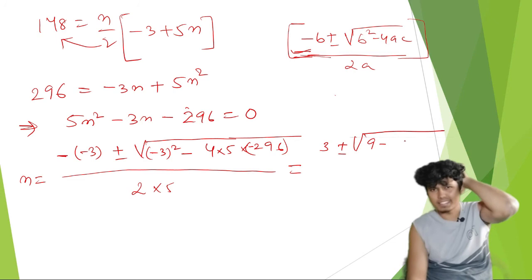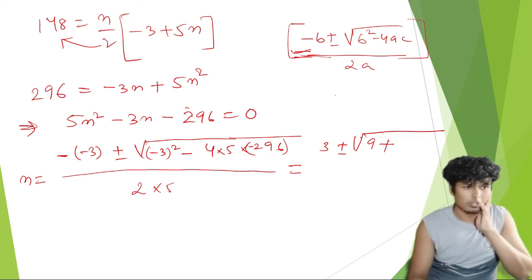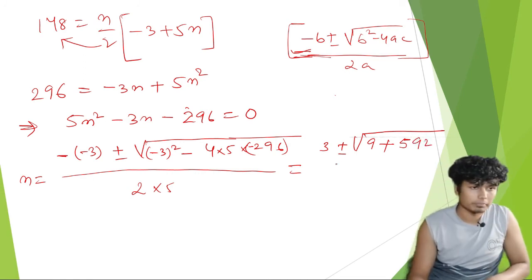20 into 296. Minus into minus plus 4 into 5 is 20. 20 into 296. How much will it be? It will be around 5920. If I'm not wrong, please check it out.